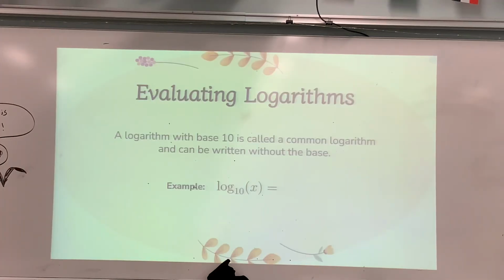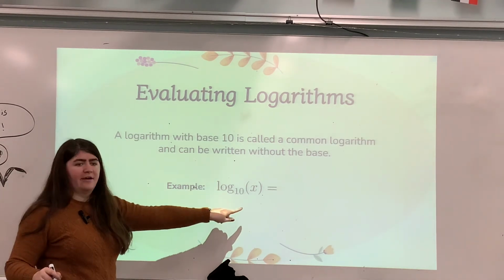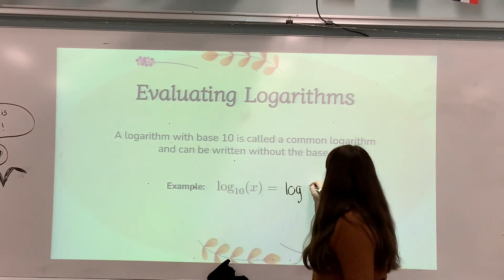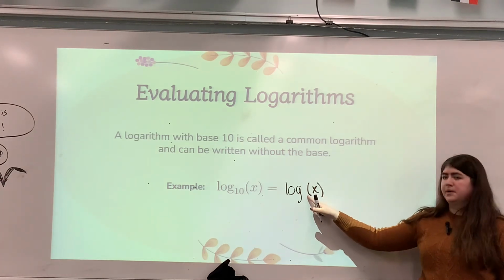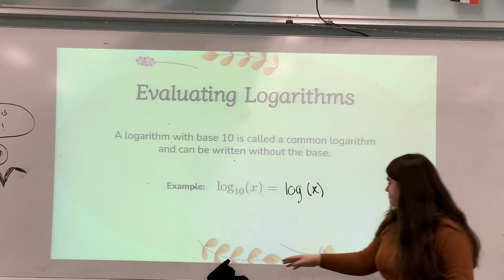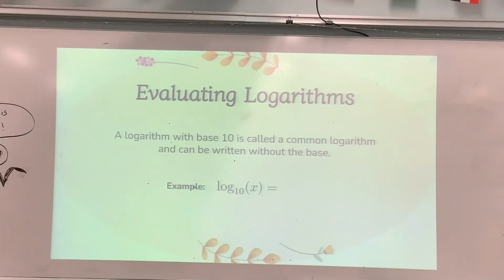All right. When we're evaluating logarithms, a logarithm with base 10 is called a common logarithm or a common log, and can be written without the base. So log base 10 of x is just log of x. So if there isn't a base written, it's automatically 10. Yep, base 10. What do you mean it's automatically? Because it's the common one.